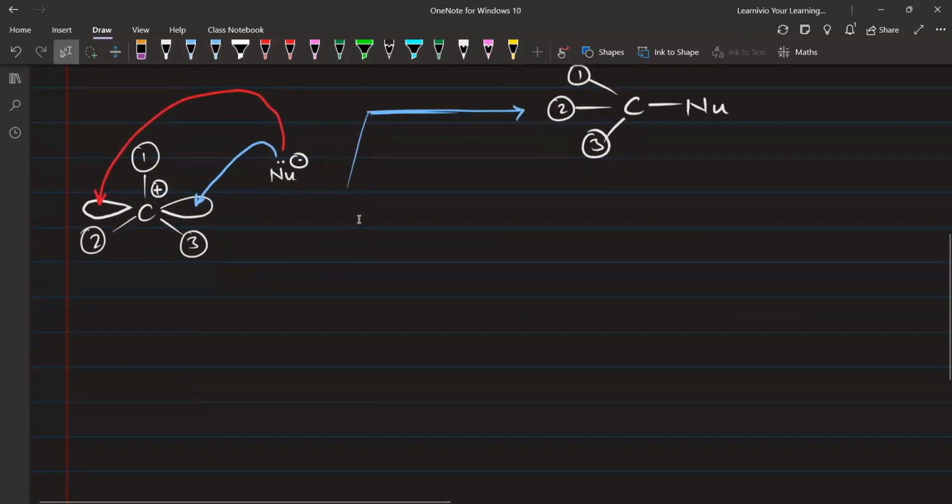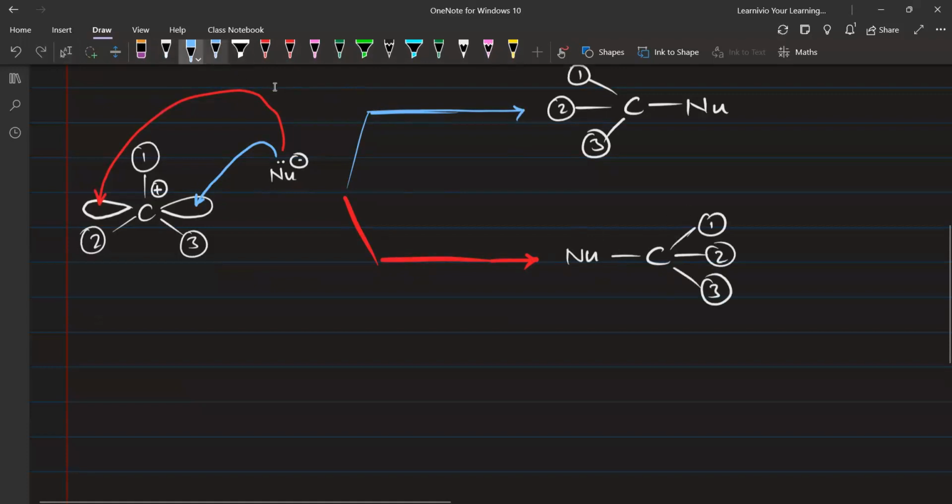Now, if the attack is happening from the back side, then we will get the carbon and the nucleophile will be here, and 1, 2, 3 on the other side. So in the blue pathway, the reactant's configuration is retained. We call this retention. Now, in the red pathway, the reactant's configuration is inverted. We call this inversion.